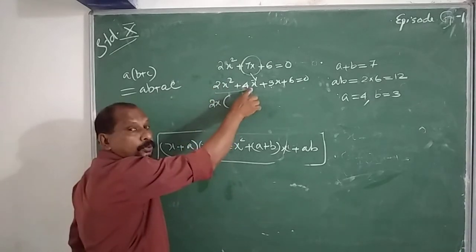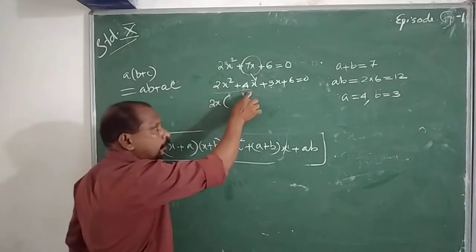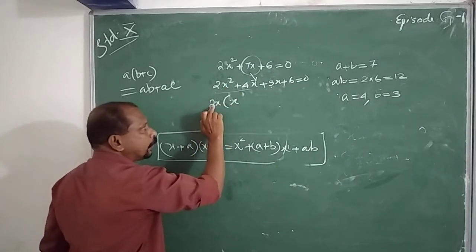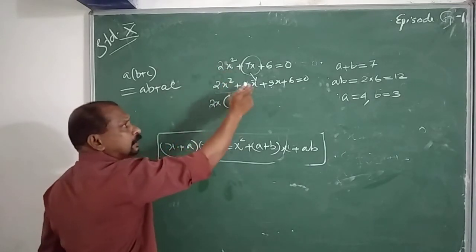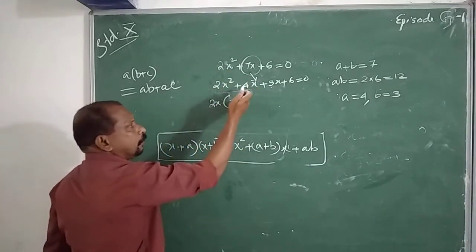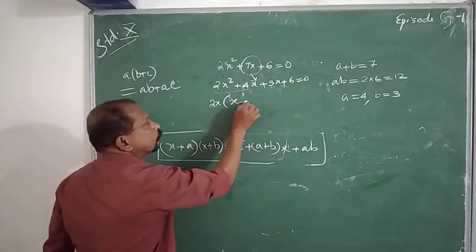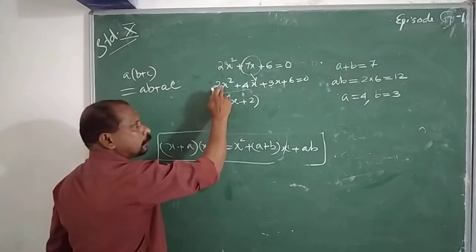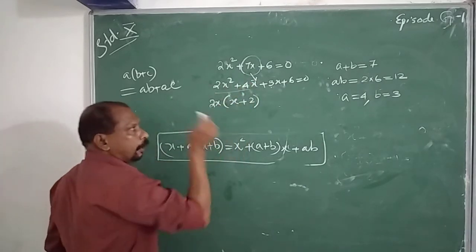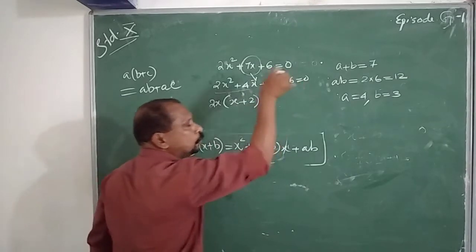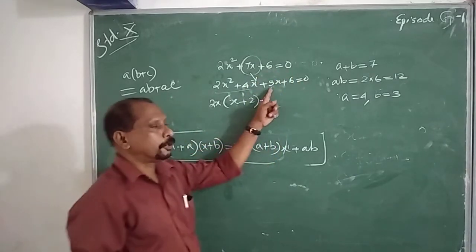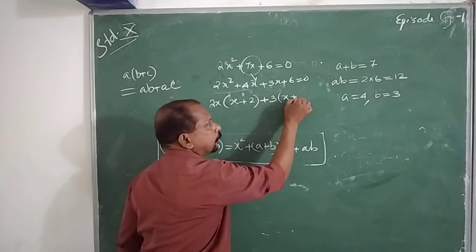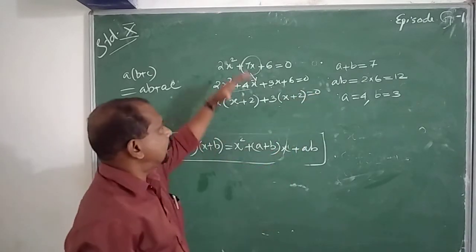Similarly, from these 2 terms, 2x is the common one. Therefore, we get 2x as common. Then the remaining is what? x. That is 2x into x. In the second case, x we take as common. 4 by 2 is 2. Therefore, 2 is the next one. 2x into x, that is 2x square. 2x into 2, that is 4x. And also from these 2 terms, 3 is common. Therefore, we get 3 as common. And 3 into 2 is 6. Therefore, it's 6.